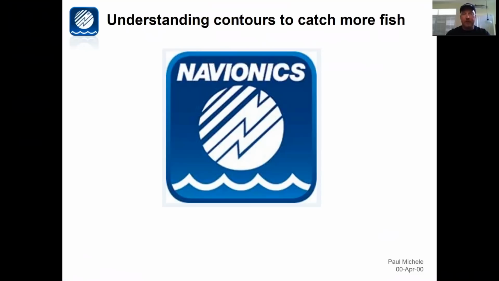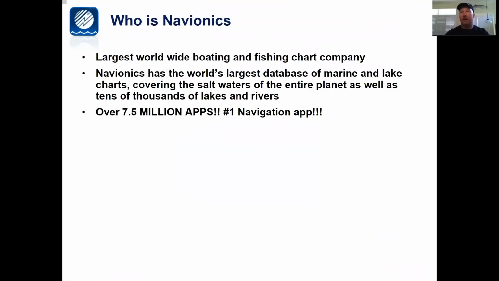But I figured I'd start off with at least who Navionics is. If your viewers aren't sure, Navionics, we're the largest worldwide boating and fishing chart company. So we do all the charts for the GPSs, everybody but Garmin. And we have the number one selling navigation app actually on the iTunes Store and Google Play, not just marine, but actually on navigation. So over 7.5 million apps. And we've got the largest database of marine and lakes. So anybody that's watching this, that's inshore, offshore, freshwater, this all can pertain to you from what we do.